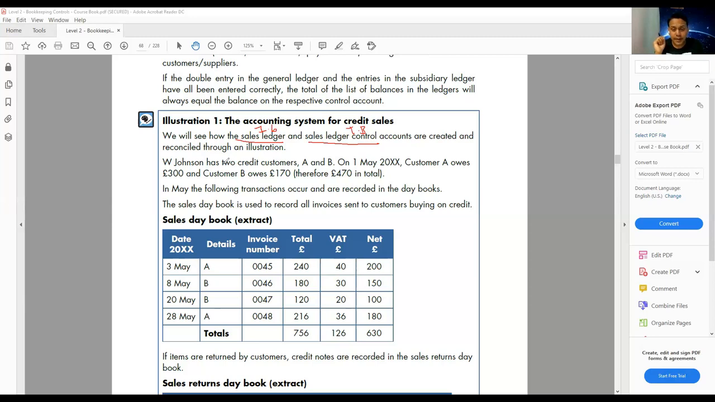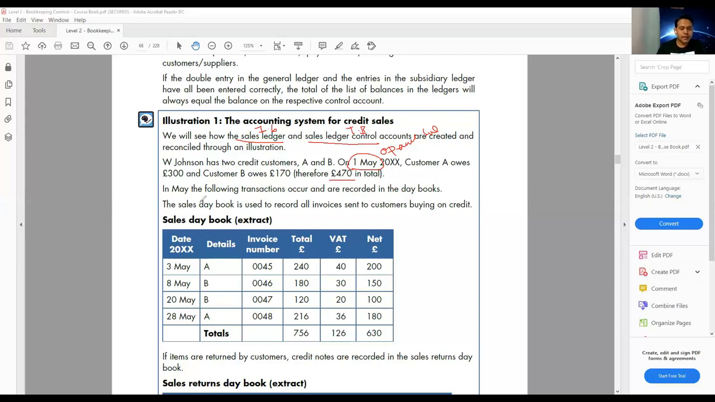On 1st of May 2000, customer A owes 300 and customer B owes 170. Therefore, 470 total. 1st of May, that means opening balance, isn't it? Beginning of the month. If anything starts with the 1st of the month, you need to understand that's our opening balance. Customer A, outstanding balance 300, customer B, outstanding balance 170, and total is 470.